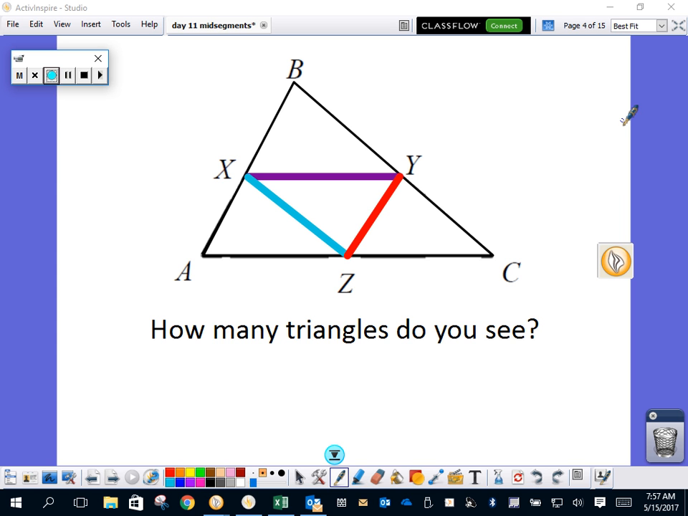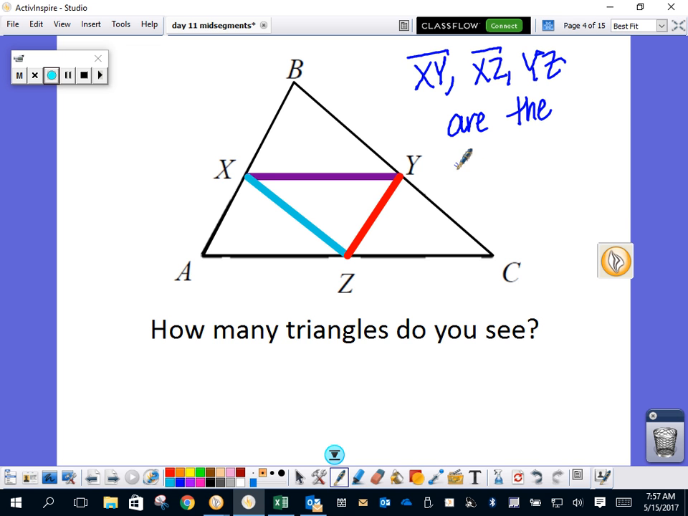Okay? All right, so any idea what segments we think are our mid-segments? The 3 that are highlighted. So XY, XZ, YZ are the mid-segments. Okay? And we are going to figure out the relation of these, not midpoints, and how we can use them to find the length of the triangle. Okay?